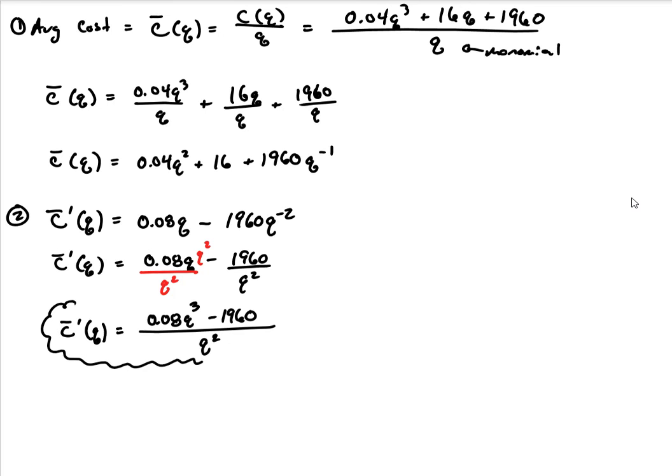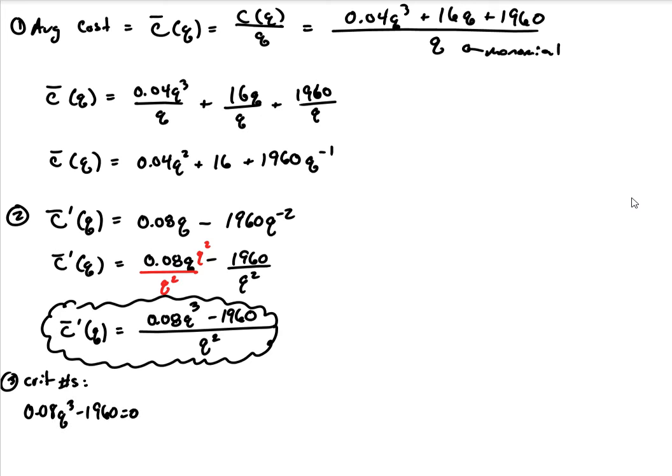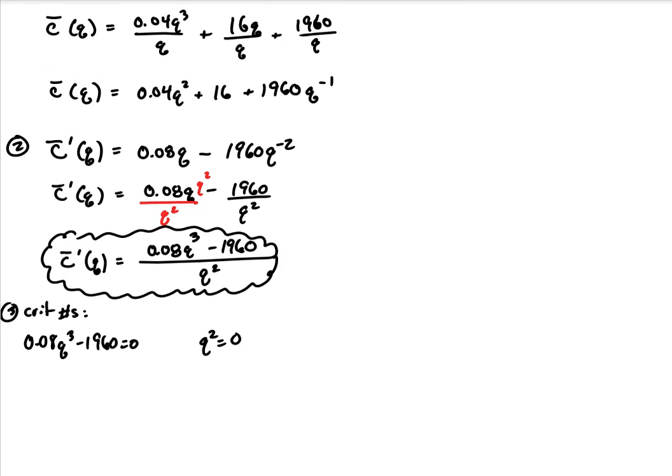So let's go ahead, I'm going to cloud it. It's nice to have. All right, and now that I have this derivative of the average cost, usually our steps to find the critical numbers, as we called them, was to set the numerator equal to 0. So we've got 0.08q cubed minus 1,960 equal to 0. And let's set our denominator equal to 0. Okay, so the numerator and denominator are each set equal to 0, and then we'll solve each of these.